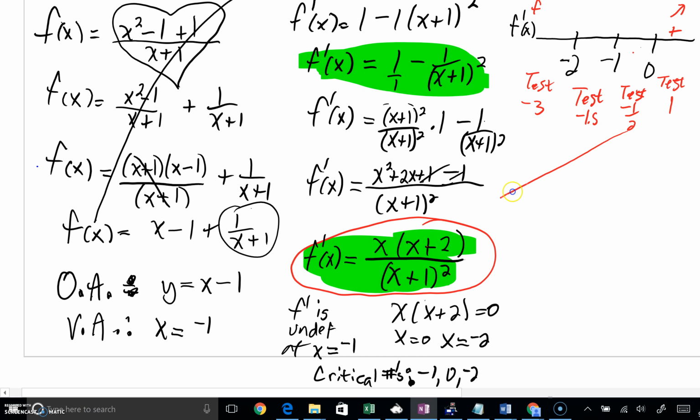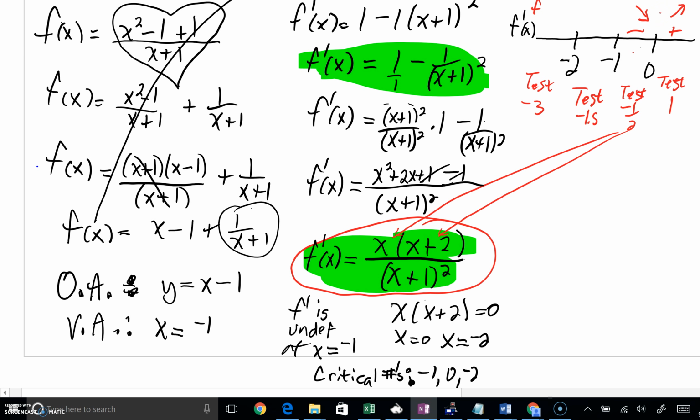But if you were plugging in a negative 1/2 here and here, you can see I'd have a negative 1/2 out in front. Negative 1/2 plus 2 is something positive. It's 1.5. A negative times a positive is something negative. So you can see I'm going to be going down here.